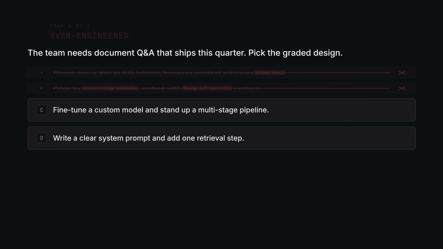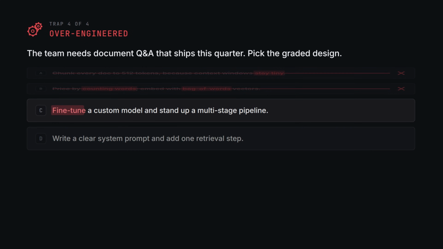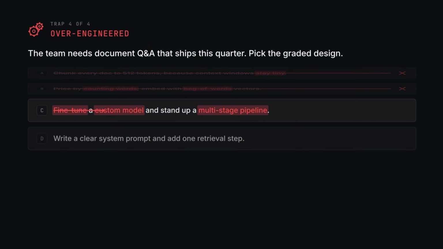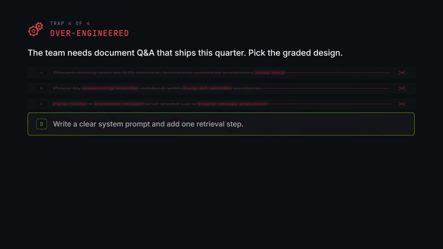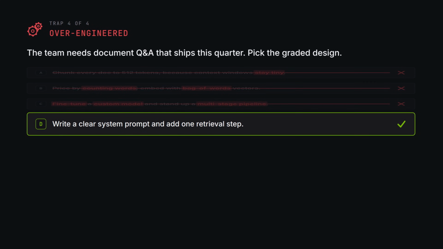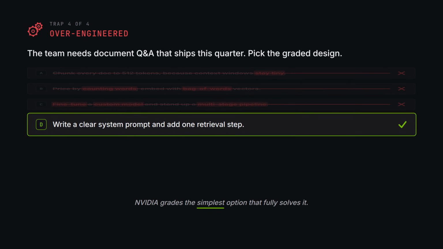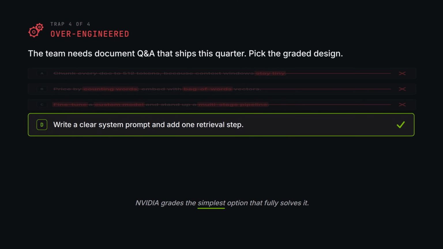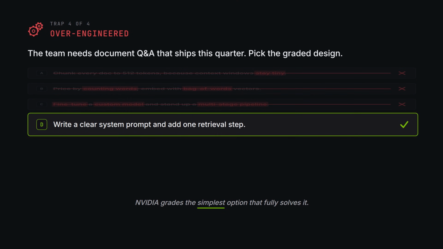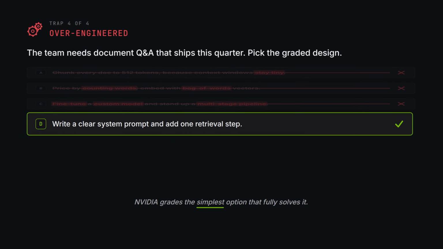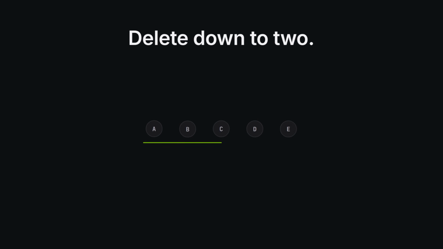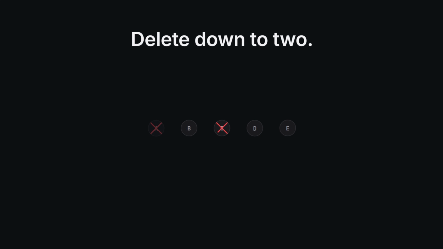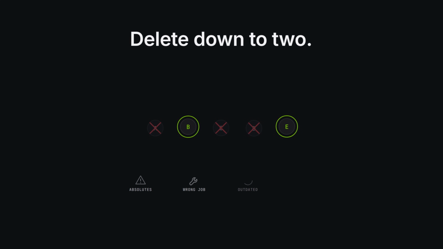earlier era. Fourth, over-engineering. The option that stacks fine-tuning, a new pipeline, and a custom model when a clear system prompt or 1 retrieval step would do. NVIDIA grades the simplest option that fully solves the problem, so reach for the heavy machinery only when the question forces it. Read every option first. Delete the absolutes, delete the outdated, and you will be choosing between 2 real answers on almost every question instead of 5.